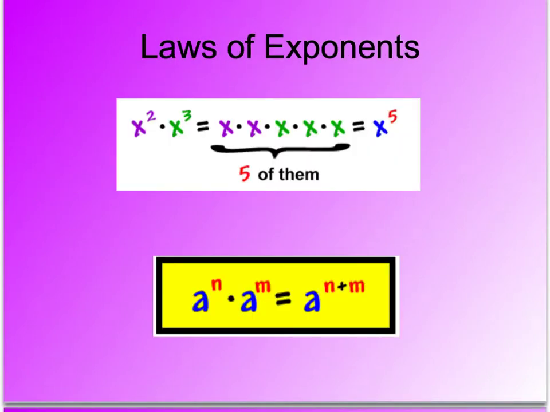Alright, now getting into the laws of exponents. This first law says if I have two things I'm multiplying together that both have exponents and they have the same base, both of these have the base of x. Well, if I were to write all those out, I would have 5 x's total, 2 from here and 3 from here. And so I would write that as x to the 5th. So the law states that if I have the same base, I can add the exponents. So that's what we need to remember. When multiplying exponents, you're really going to add them.